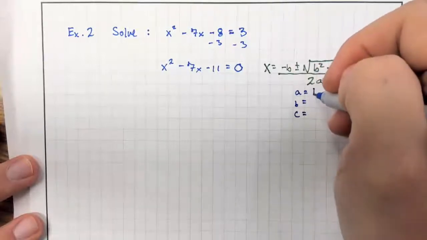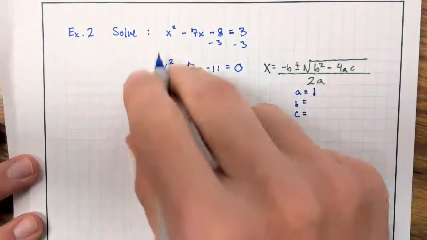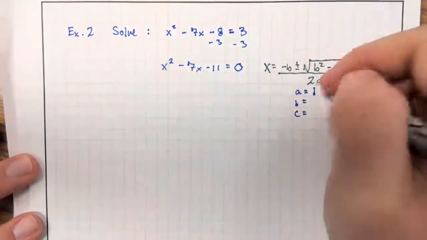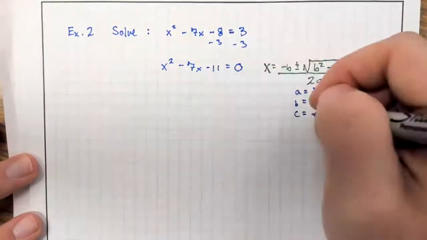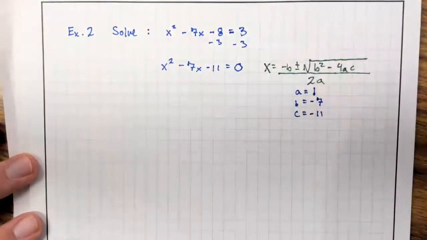So a is just going to be equal to 1. It's understood, right? There's just a 1 in front of this as its coefficient. B is equal to -7, and c, this number on the end, is -11. All right, so now let's go ahead and work through this.